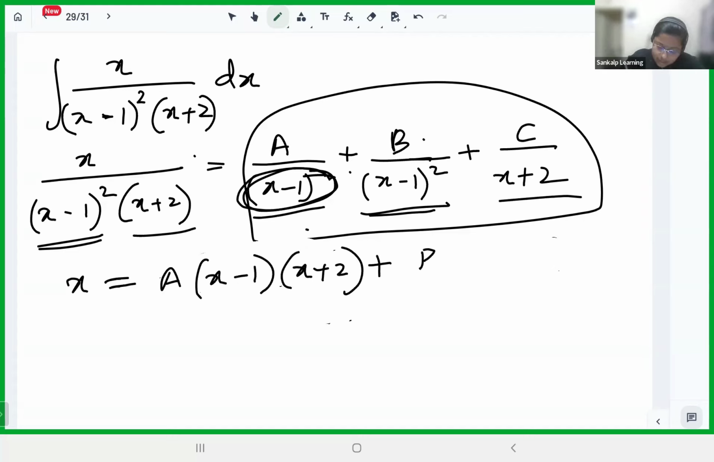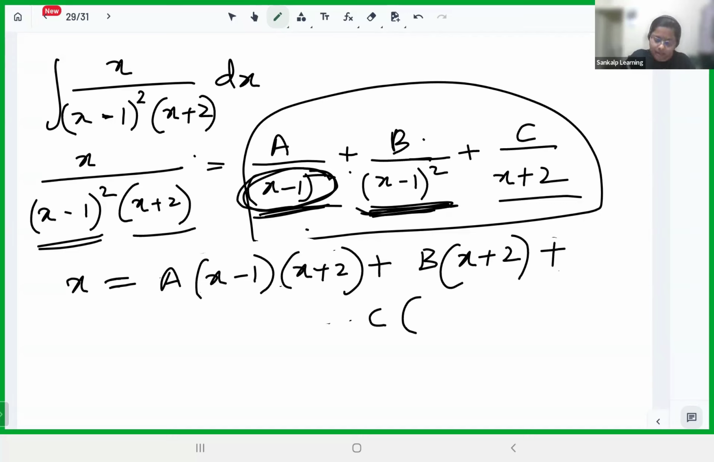Plus b into, here (x minus 1) the whole square is completely present. So what is not there? It is (x plus 2), right? (x minus 1) the whole square means (x minus 1) is a factor, so you don't need to write this one. So this is (x plus 2). Then plus c into, (x plus 2) is a factor. Then which all will be there? (x minus 1) the whole square is not present. So (x minus 1) into (x minus 1), (x minus 1) the whole square. This is how you have to split it.